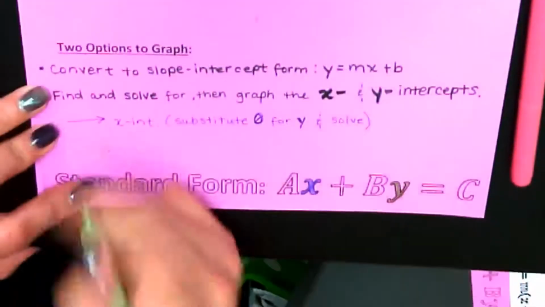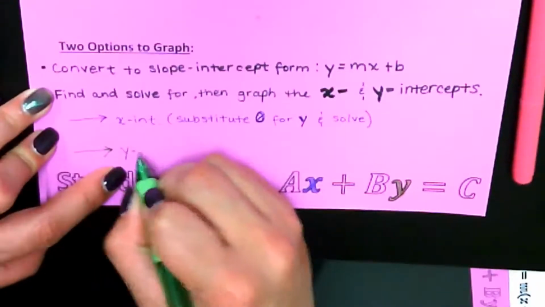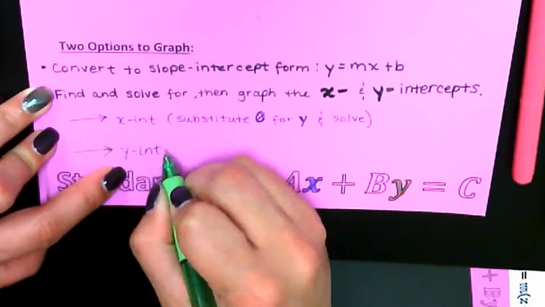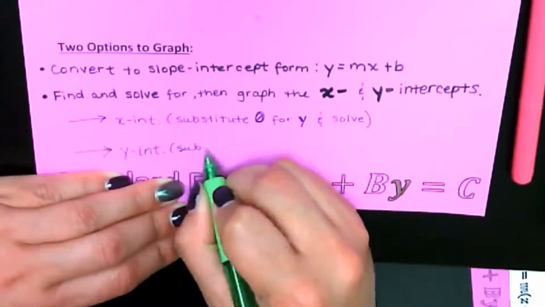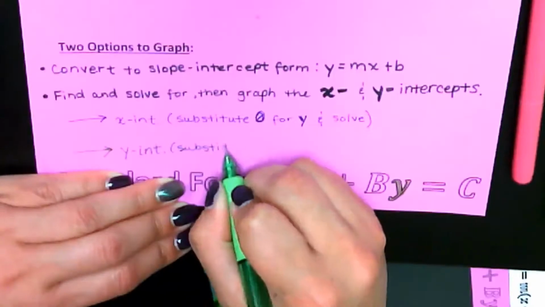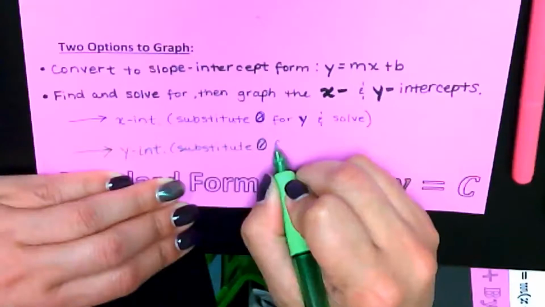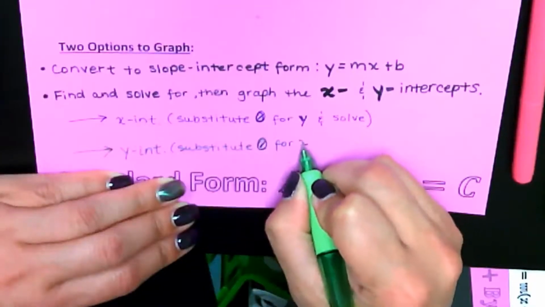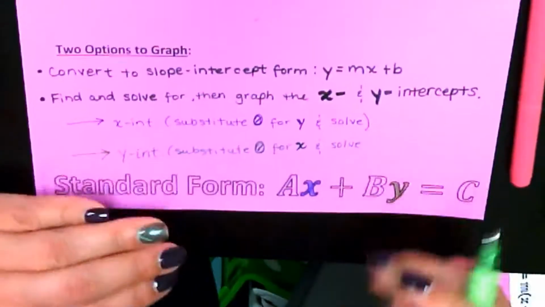Nope, not showing up. I'm going to go ahead and use a darker pen. There we go. So the y-intercept, it's the exact opposite. We will substitute, again, 0 for x and solve.